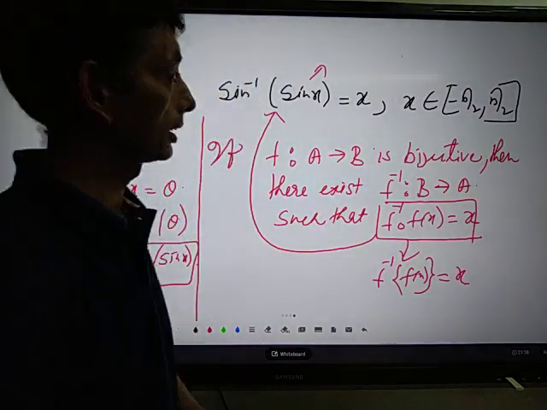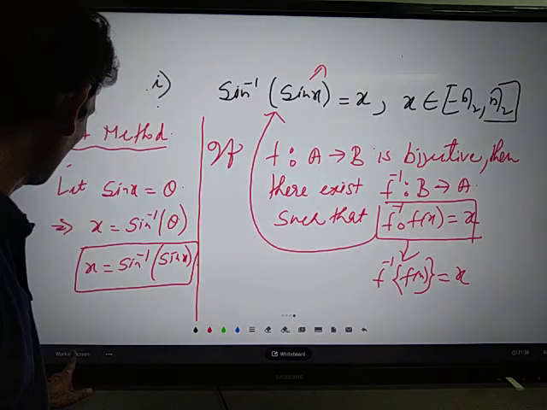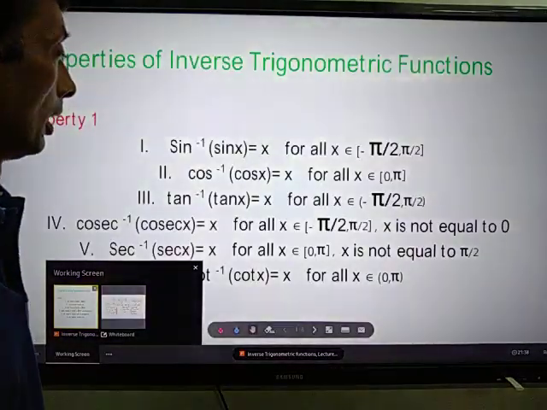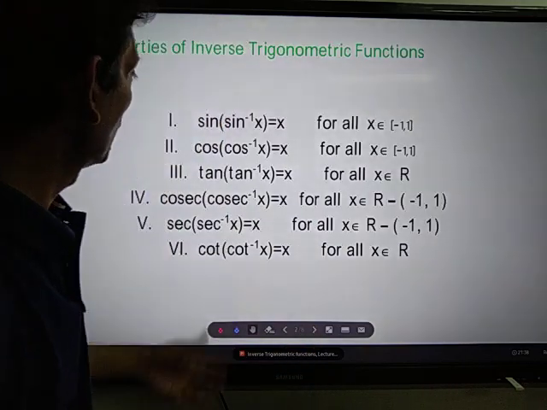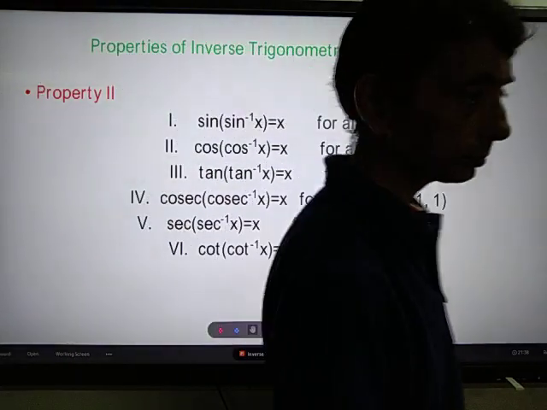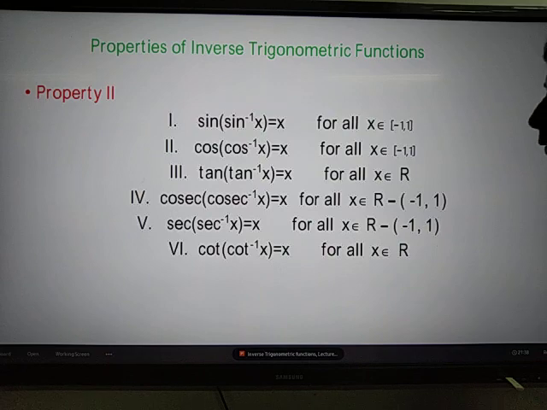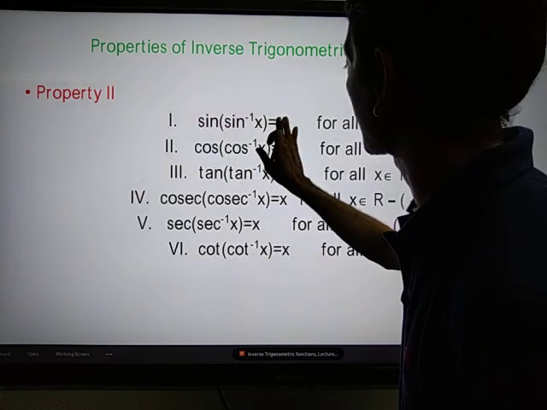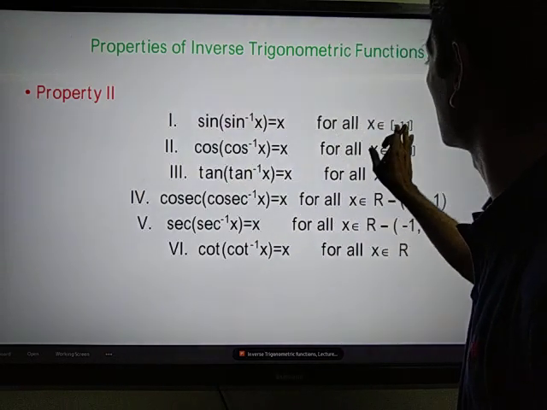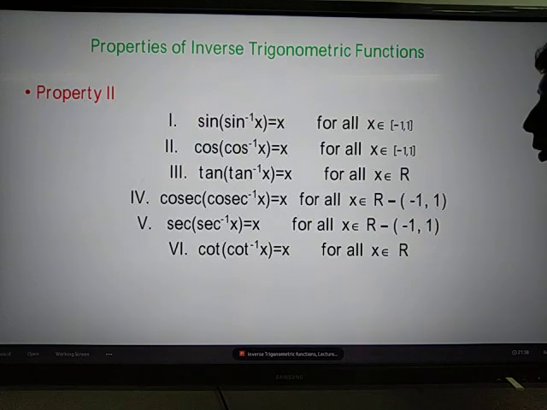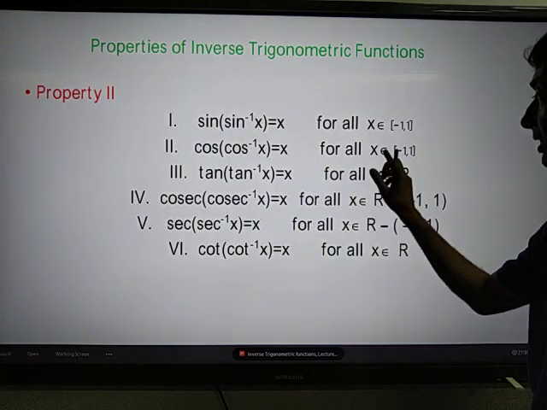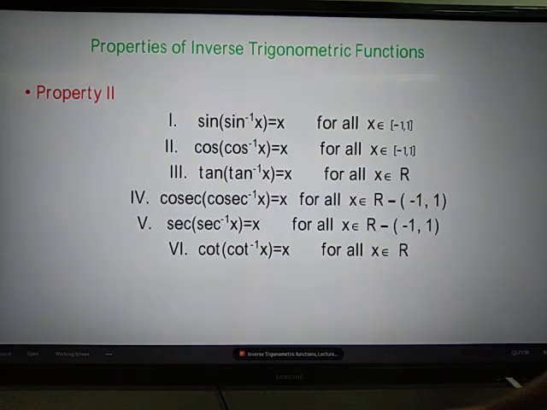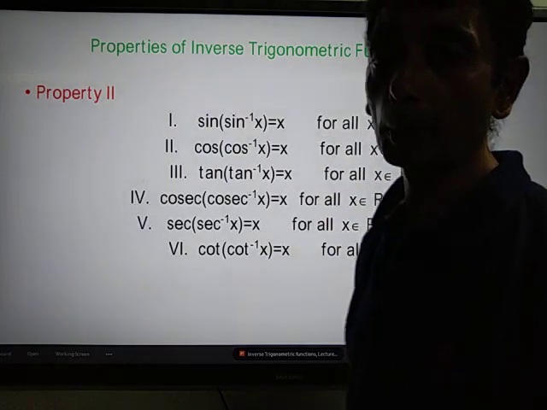You can try the similar other proofs, either by the use of the property or by the direct method. Let us see the other property. This is property 2. What is this property? Sine of sine inverse x equal to x for all x belongs to minus 1 to 1. Cos of cos inverse x equal to x for all x belongs to minus 1 to 1, and similarly the other properties.